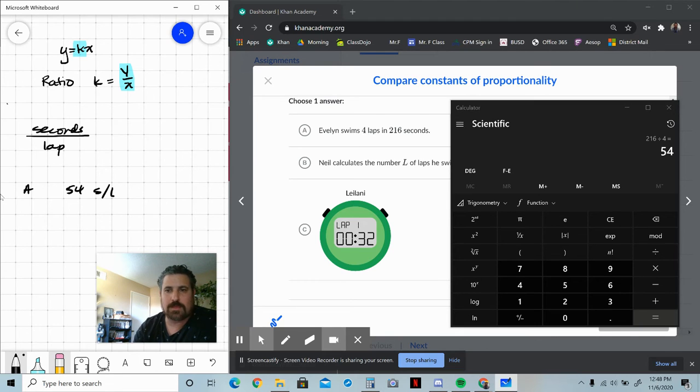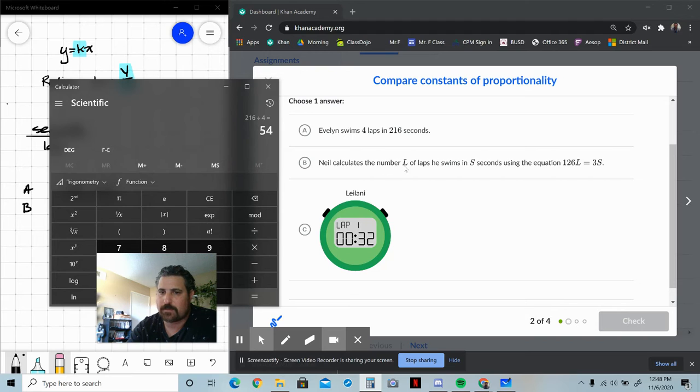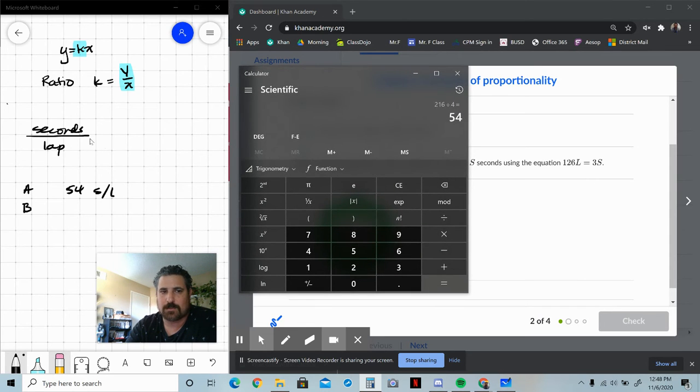Okay, and then for choice B, what's the speed at which they're doing there? So choice B says Neil calculates the number L of laps he swims in S seconds using the equation 126L equals 3S. Okay, I'm not really sure why he uses that equation, but he uses that equation. So what you're looking for here is you want the seconds per lap, okay? So if you want seconds per lap, what he's saying is that 126 times the number of laps equals 3 times the number of seconds.